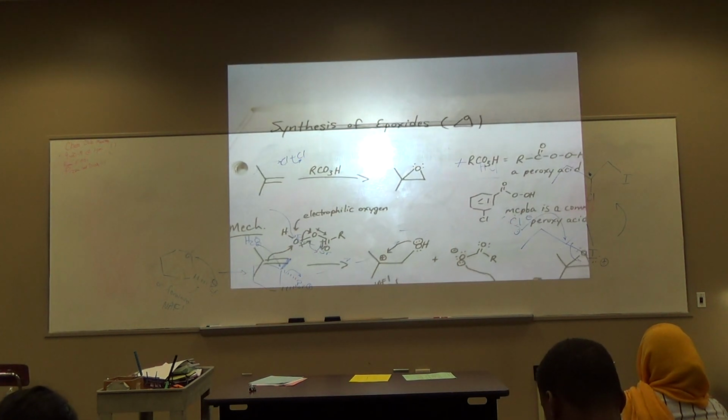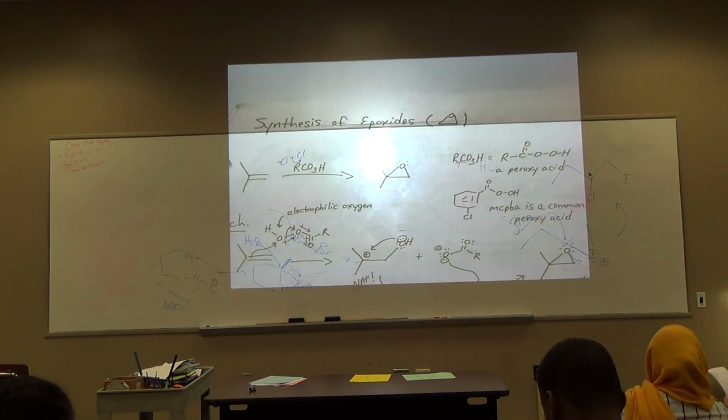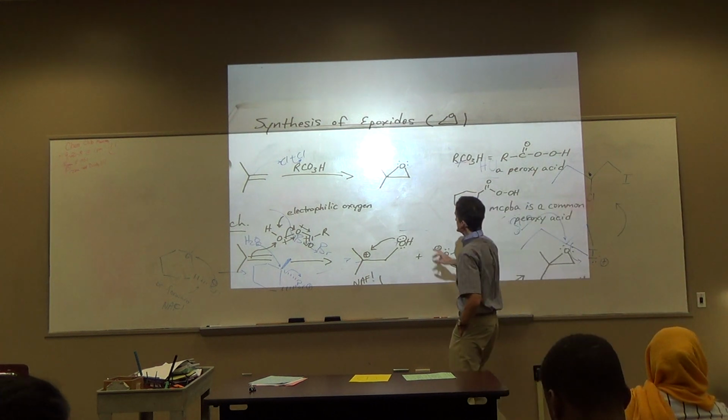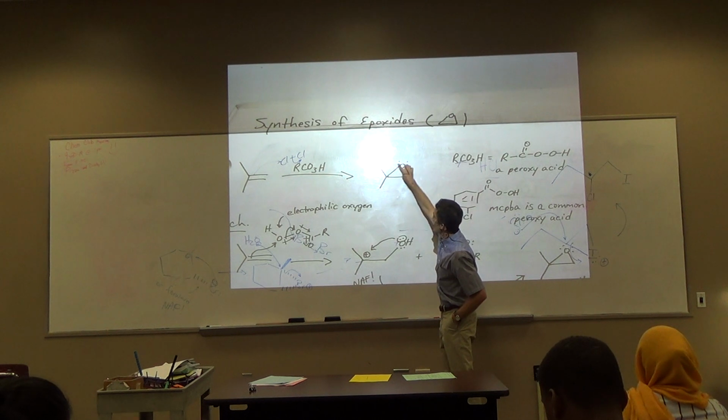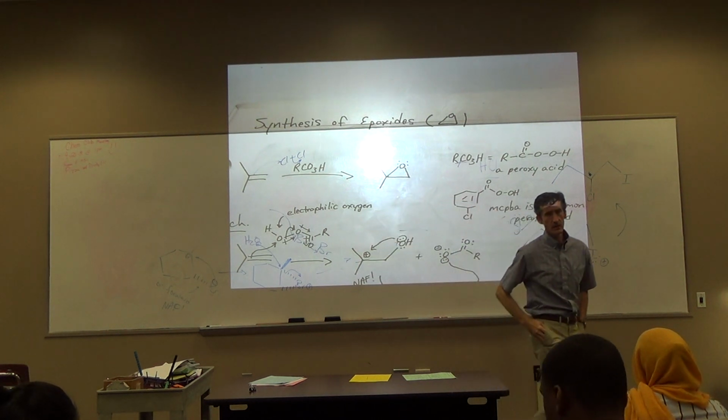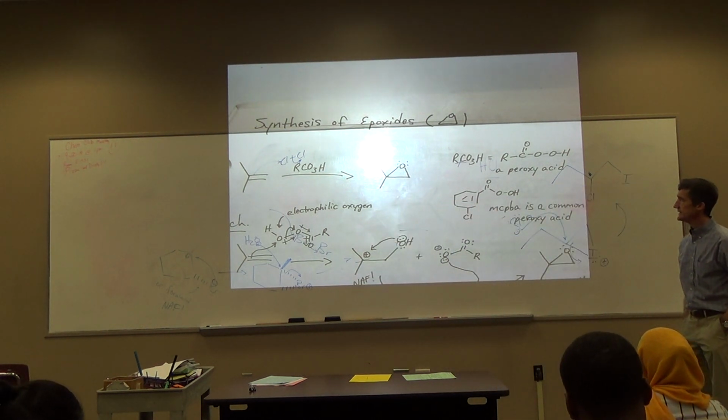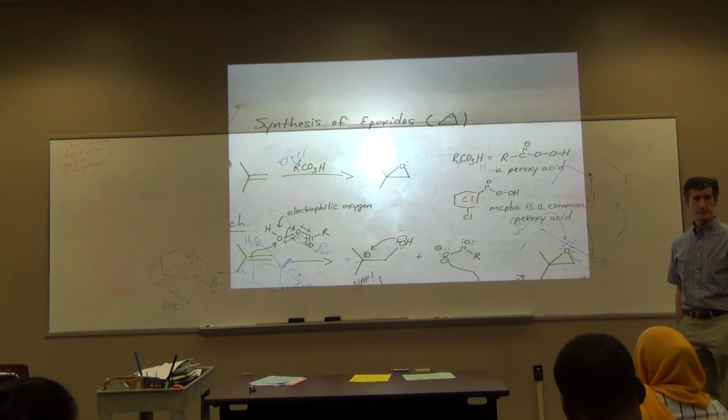Next, synthesis of epoxides. An epoxide is a three-membered ring with one oxygen. It's a cyclic ether. And these can be isolated and made.